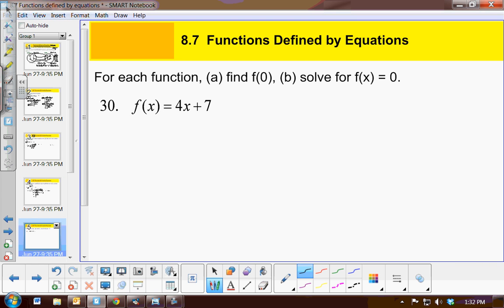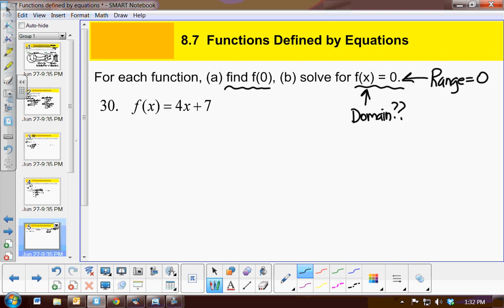Okay. Oh, wow, the directions are changing. Let's check this out. There's A and B. A is something we've been doing. Find the value of the function when the domain is 0. Okay, we've been doing that. Now this one's a little bit different. I want to find the domain. That is my unknown, given that the range equals 0. So in this example, I'm given the range, but I need to find the domain.